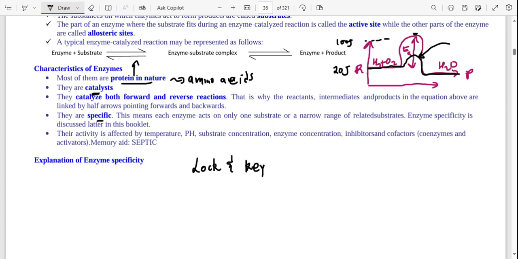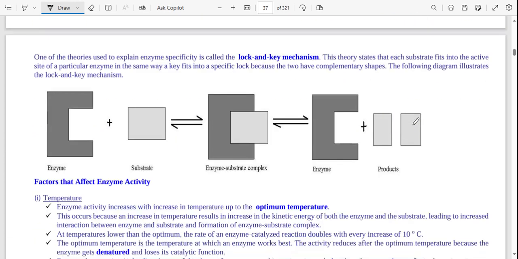Again, another property or characteristic of enzymes is that there are a lot of factors that can affect them. Factors like temperature, pH, substrate concentration, enzyme concentration, and also inhibitors and cofactors. You need to make sure that you know all of this and how they do it.